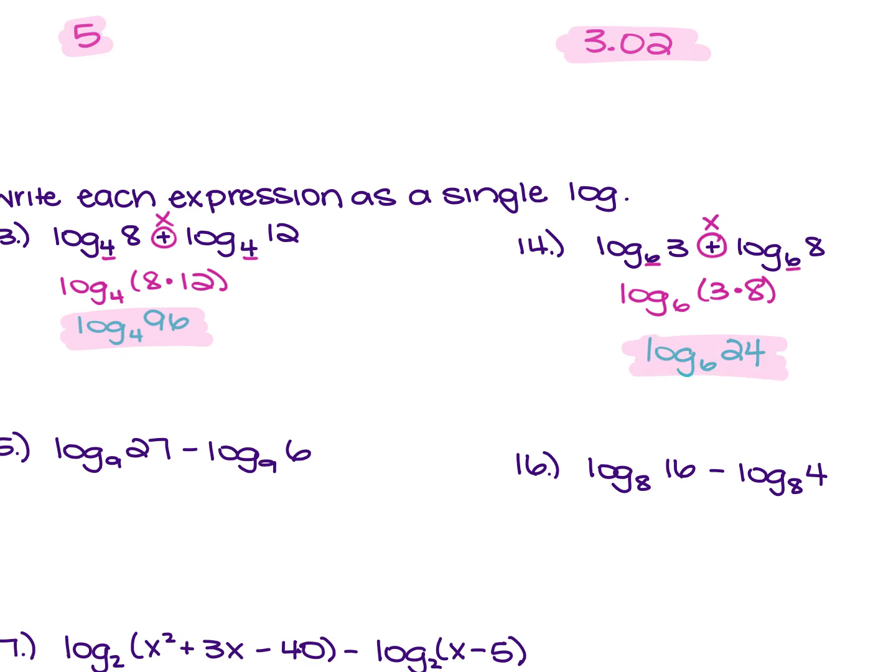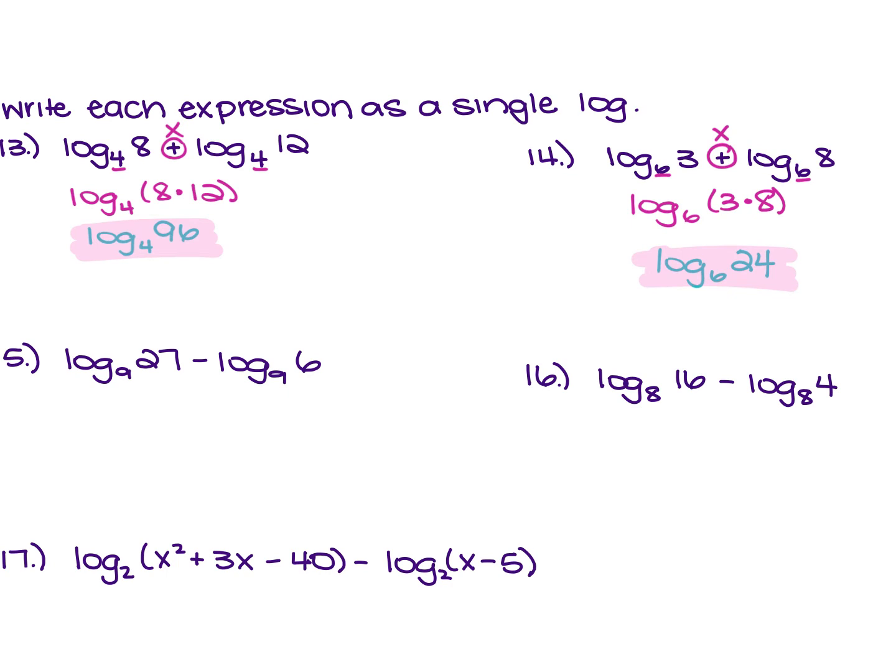For the next two questions, if your addition means to multiply, your subtraction is going to mean to divide. So if we have, for example, 15, log 9 of 27 minus log 9 of 6, again, you have the same base on both of these, which is 9. So you're going to keep the log 9, but you're going to divide the 27 by the 6. 27 divided by 6 is not a whole number. However, you can simplify that fraction by dividing each of those by 3. So the 27 would become a 9 and the 6 would become a 2. So that's just log 9 of 9 over 2.